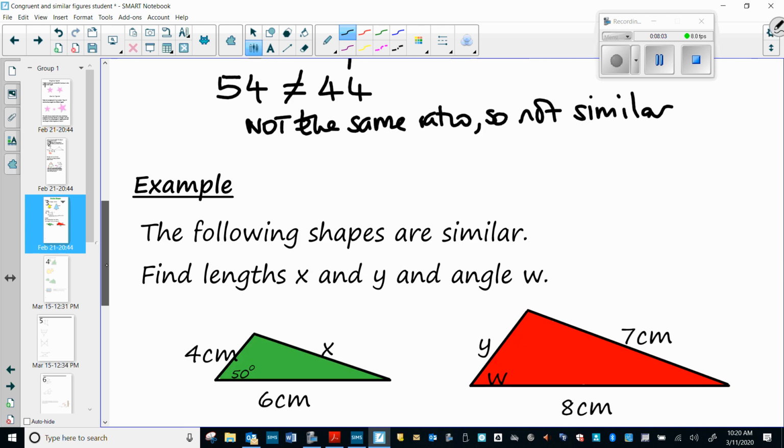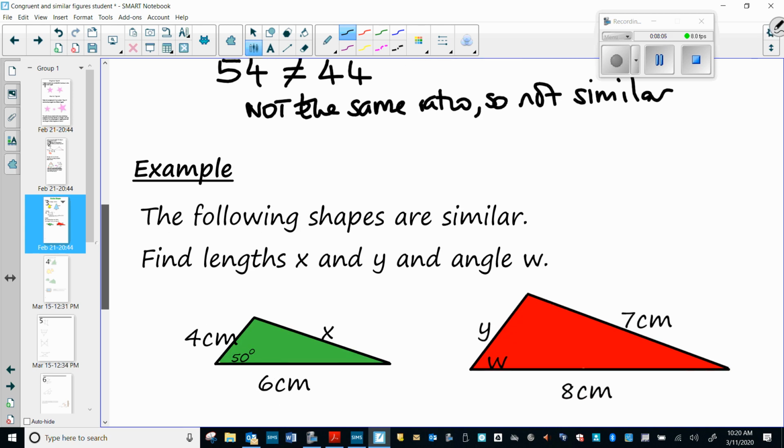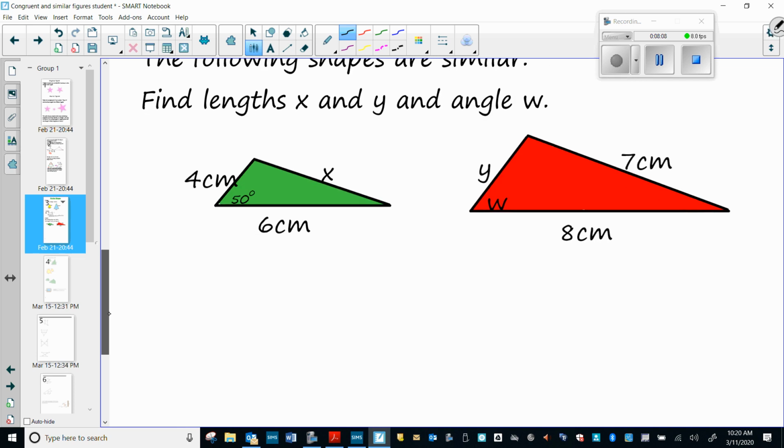So, good mental math, people. This is where we get to calculate it in quotes. Alright.